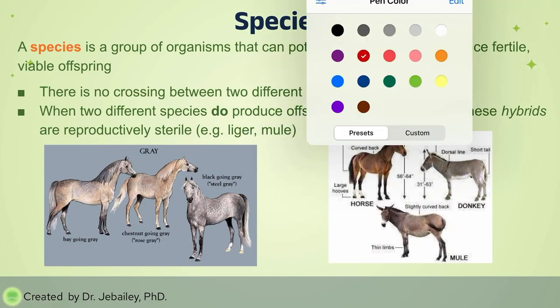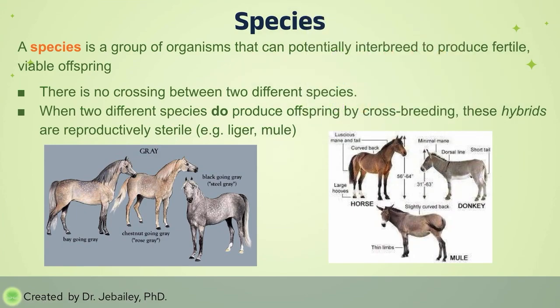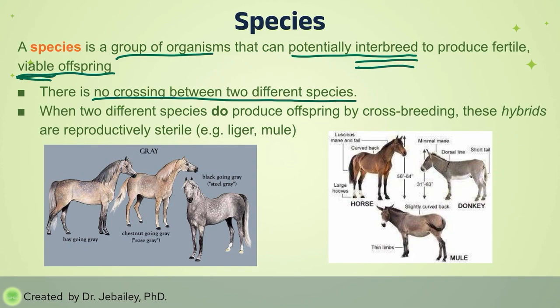We have to know exactly what a species is. It's a group of organisms that can potentially interbreed. When I say interbreed, that means they can actually reproduce and produce a baby that is viable, because the word viable here means being alive. So there is no crossing between two different species. You have to understand this. It's usually within exactly the same species that this crossing happens.